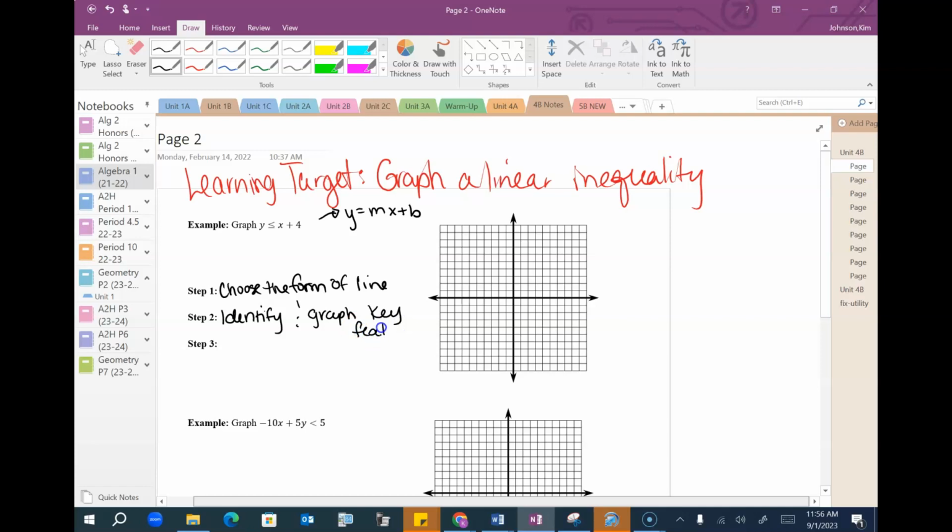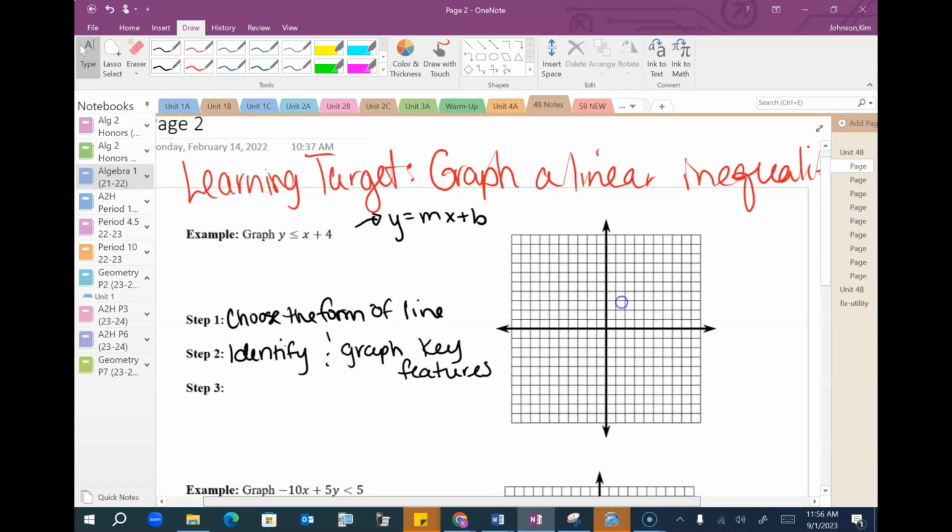So in y equals mx plus b form, the key features for graphing are the slope and the y-intercept. In this particular line, my slope is 1 and my y-intercept is 4. So I'm going to plot the y-intercept first. I go up 1, 2, 3, 4, and then I'm going to follow my slope of 1. So I go up 1 over 1, up 1 over 1, up 1 over 1.